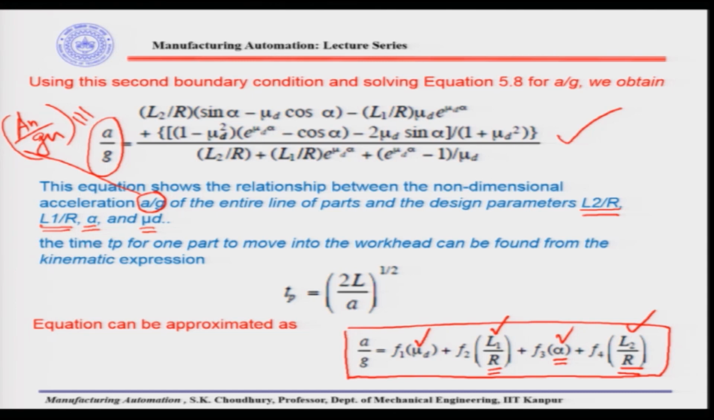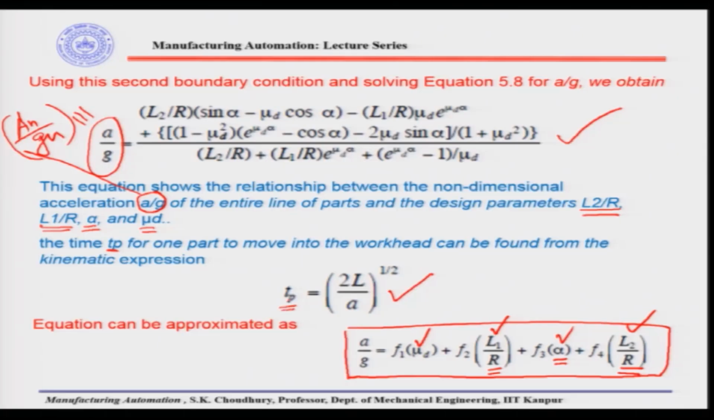So, the time Tp for one part to move into the workhead can be found from the kinematic expression Tp equal to the root over of 2L by A. This we have seen earlier in the case of the vertical delivery feed track, that this is Tp, the time taken. Here we have the acceleration which can be selected, the one that we are getting from here.